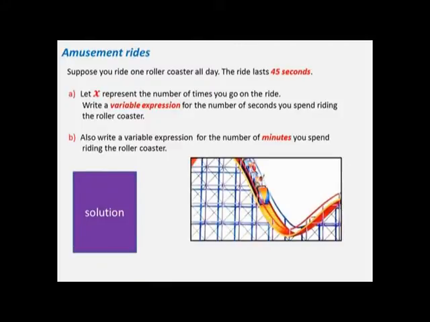An example, amusement rides. Suppose you ride one roller coaster all day. The ride lasts 45 seconds. I've given you the solution. Pause the DVD.